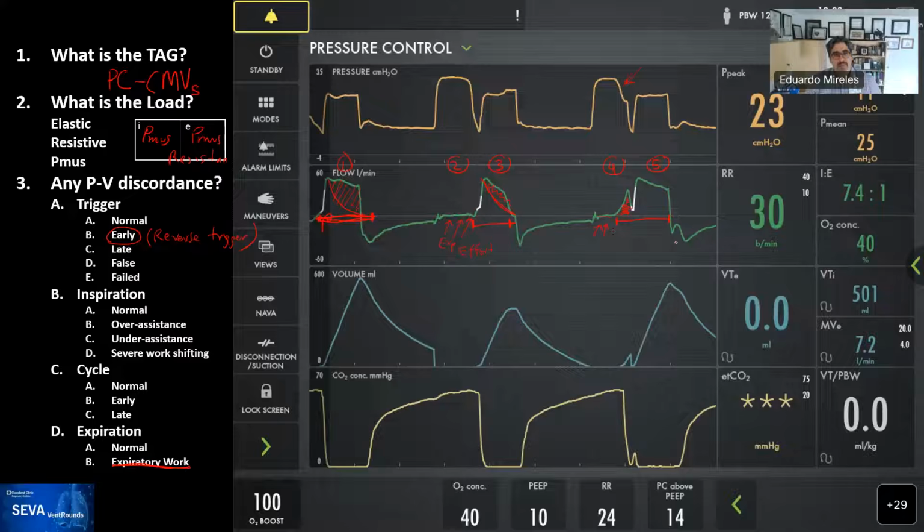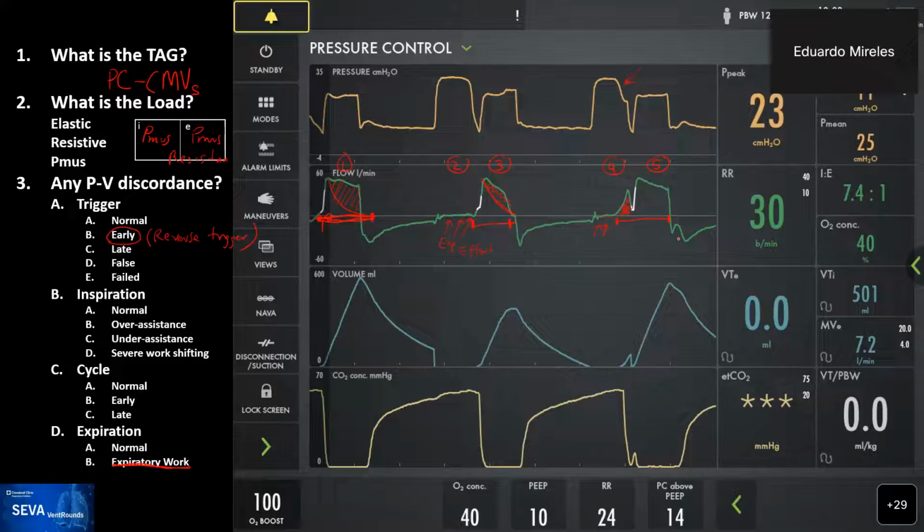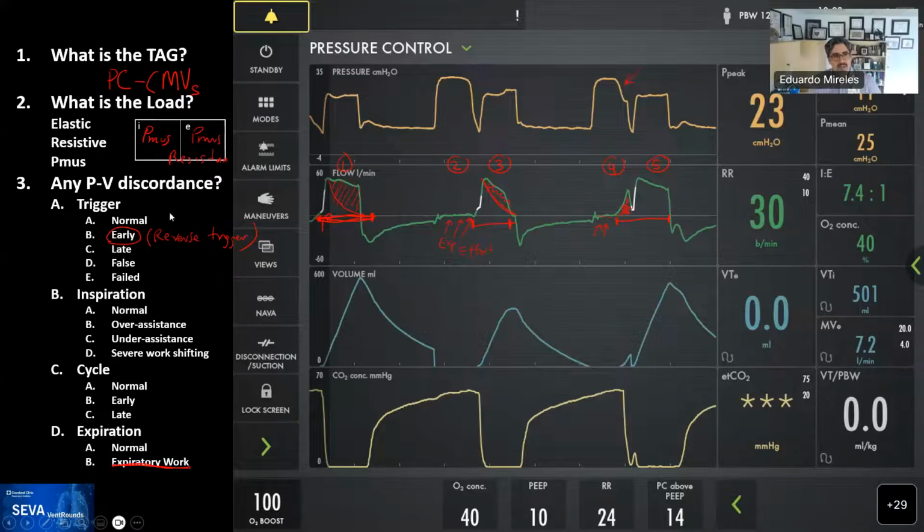But the treatment to fix the inspiratory time is actually to fix the reverse trigger. So, a question to the team at this time: now that you know that this patient is in pressure control with increased resistance, and what we see is a reverse trigger and active expiratory work, how would you deal with this?